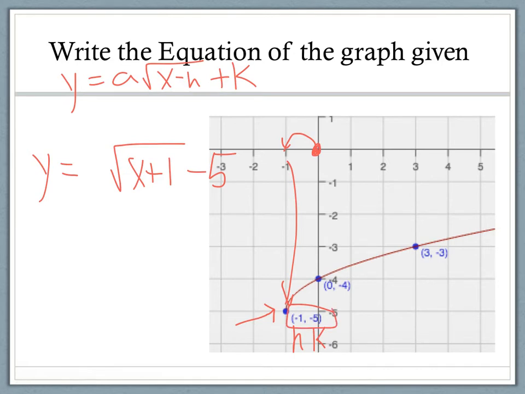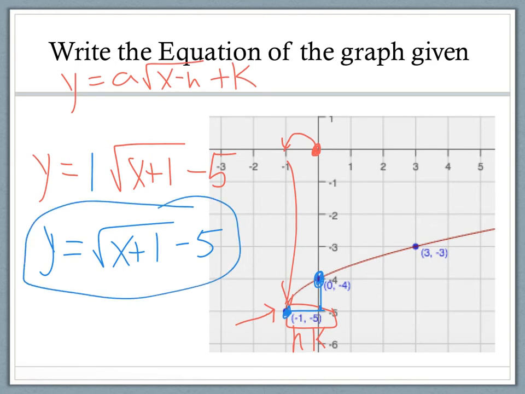Now our last point that sometimes throws some people off is our a value, which is essentially kind of like slope. For our a value, it's really easy. All we're going to do is start at our starting point, and go to our next point. If I go over 1, I only go up 1. That tells me that my a value is just 1. You don't have to have it there, so you could just write it as y equals the square root of x plus 1 minus 5. And there is our final answer.